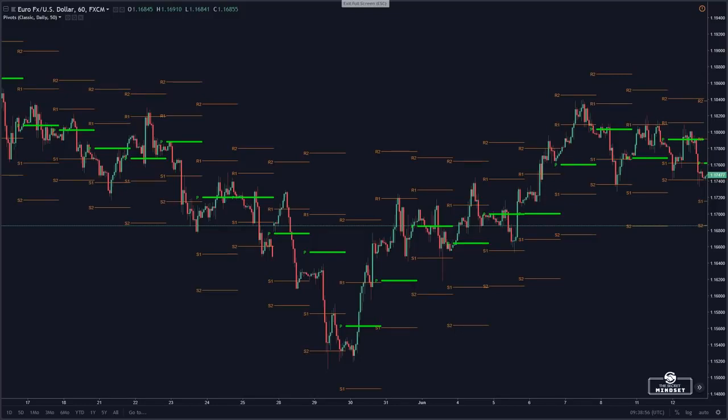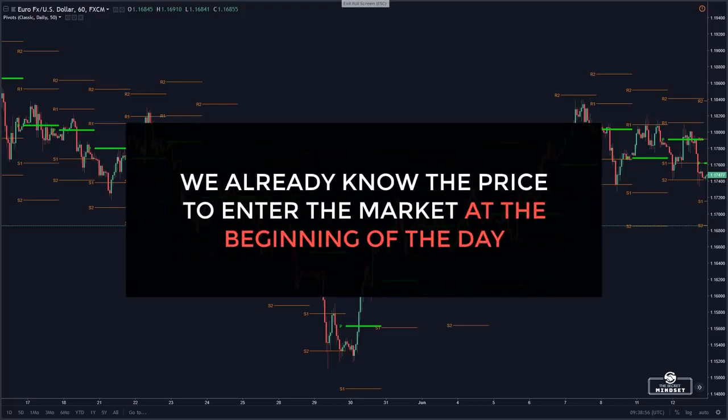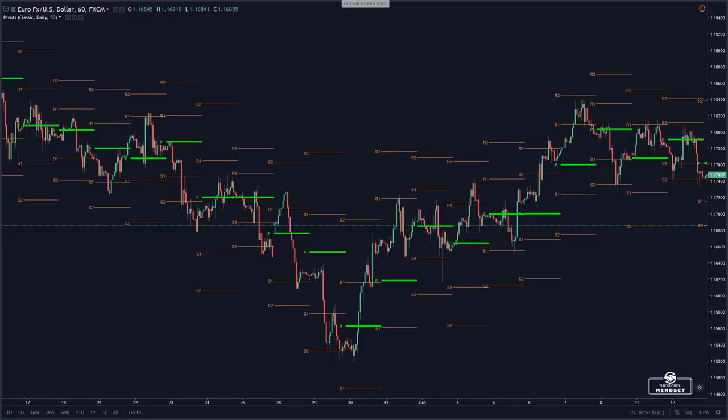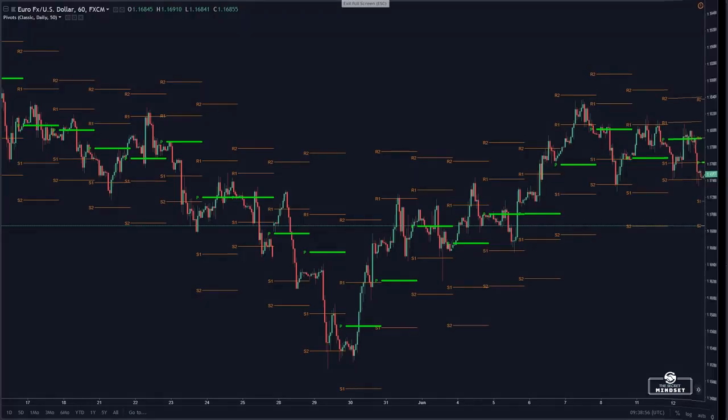This strategy is very simple but is one of the most powerful ways that you can use the pivot points. By using the central pivot point, at the beginning of the day we already know at what price we will enter the market. We just need to time the market and enter in the direction of the main trend. But how do we establish the main trend? With the accumulation and distribution line.